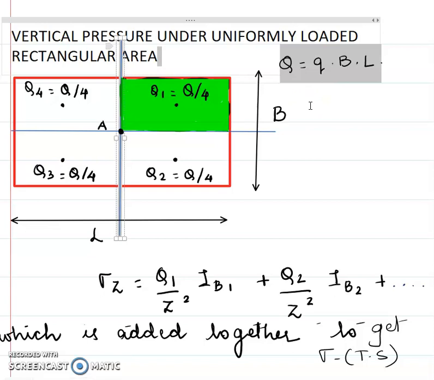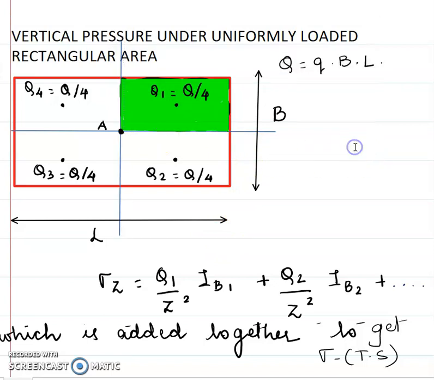Now another point that you have to remember is when you divide this area, the largest dimension of this area should be less than 0.3 Z. Okay, so you cannot divide now. Let's say I want point A. I cannot just divide this into 2 halves. Okay, I have to divide it to get this approximation.